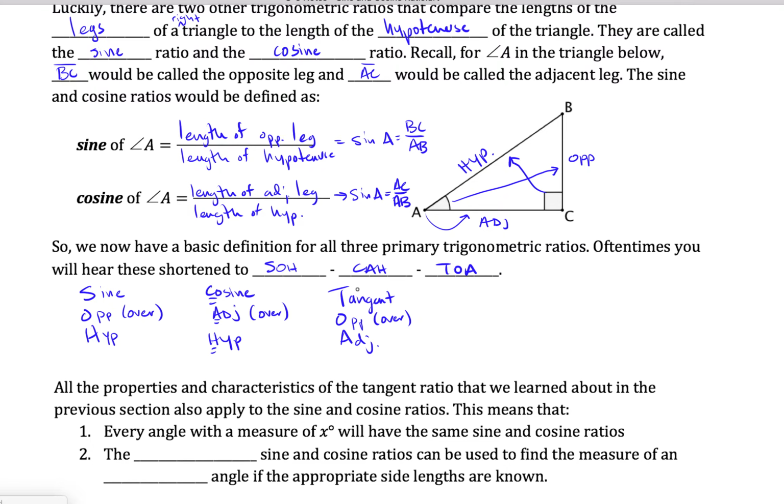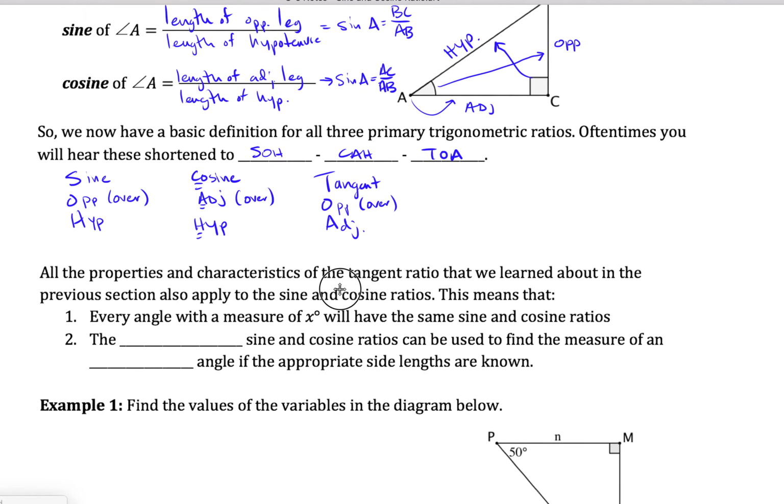That's going to be something that's going to be helpful for you in a lot of different scenarios, not only in this class, but in Algebra 2, and for some of you in classes like pre-calculus, and even if you get up to calculus, you'll want to know what SOHCAHTOA stands for. So SOHCAHTOA, sine is opposite over hypotenuse, cosine is adjacent over hypotenuse, and tangent is opposite over adjacent.